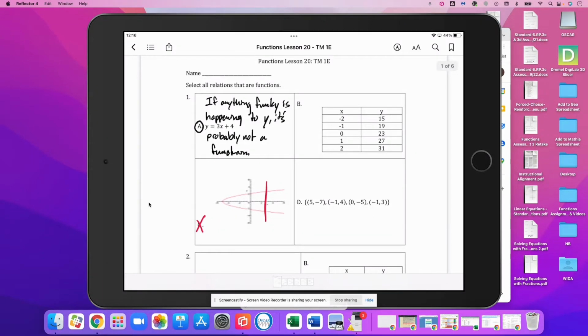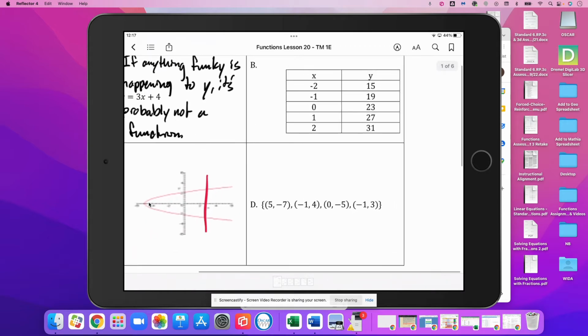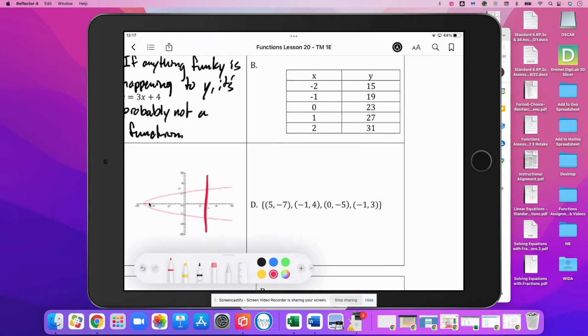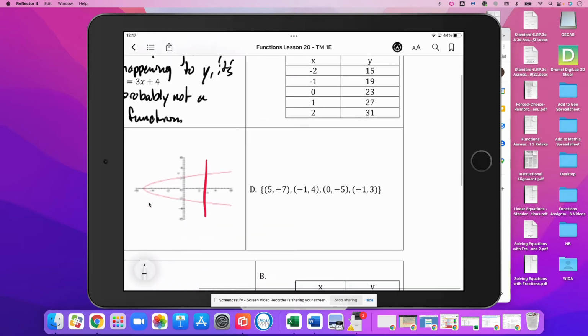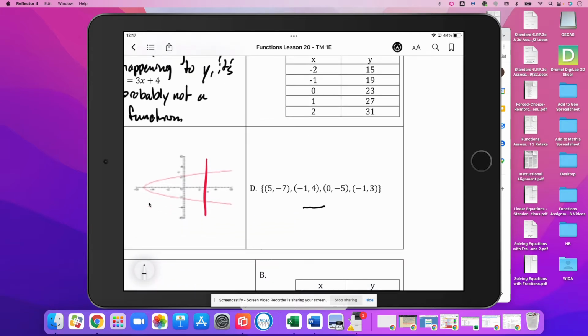Okay, so we've talked about functions in terms of a graph and an equation by this point. Now we're going to move to tables and sets, and they are actually the same. One thing I need you to understand: we have a lot of experience with tables like we have in B, but the set that we have below B, in D there, I could do the exact same thing and make a table out of those numbers. And so that would look like 5, -7, -1, 4, 0, -5, and -1, 3.